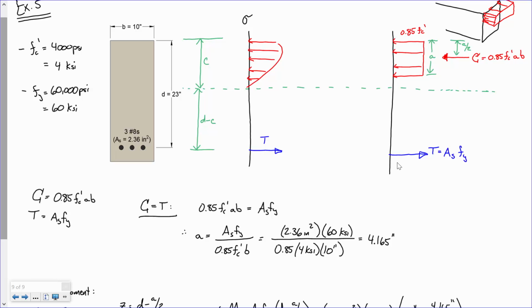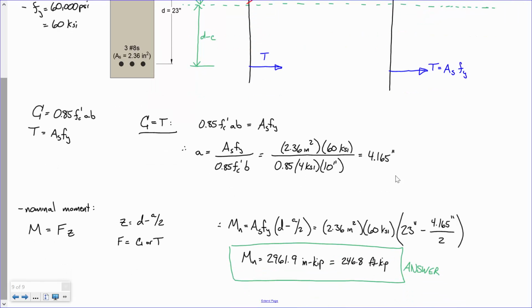We found that the stress block had a depth of about 4.165 inches. Then we calculated nominal moment, and the nominal moment was really just force times distance, force times moment arm. The force didn't matter. It was C or T. We used T because I'm lazy, and that's 2 numbers to multiply instead of 4. And the moment arm's just d minus a over 2. So plug and chug, and you got 247 foot-kips. Sound good?